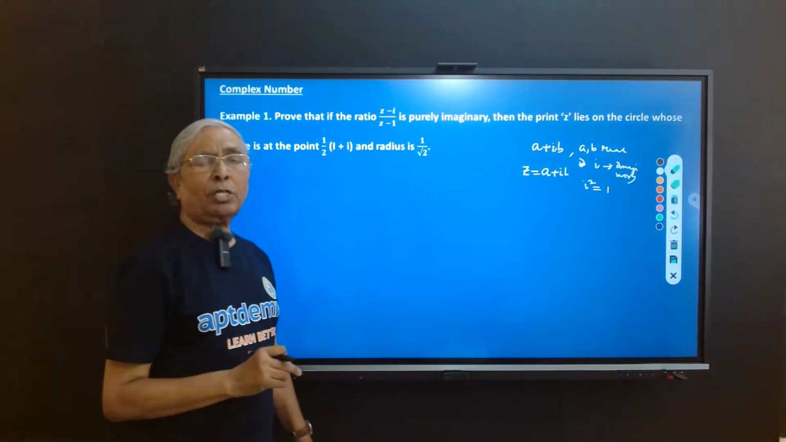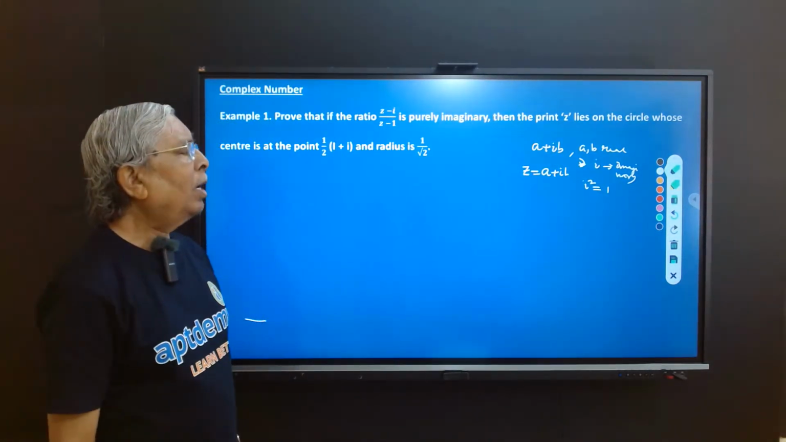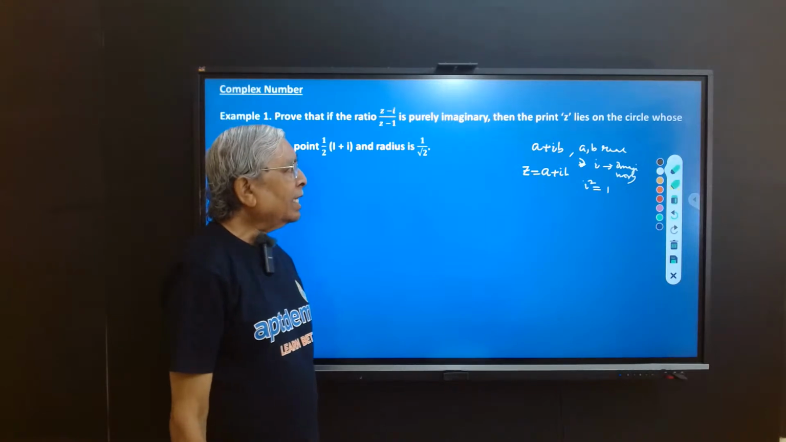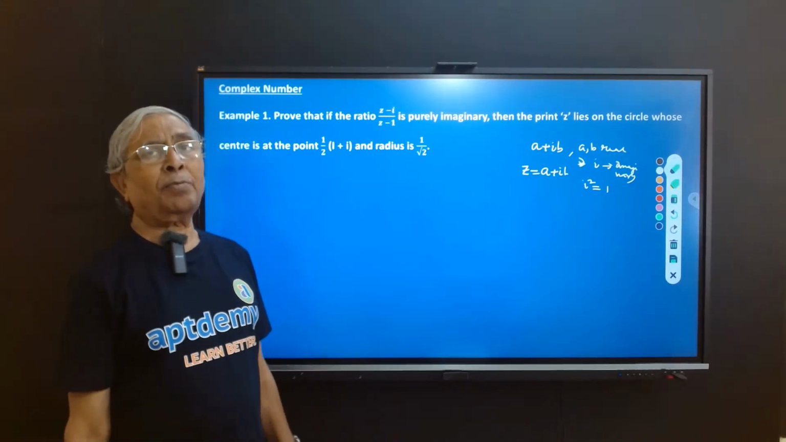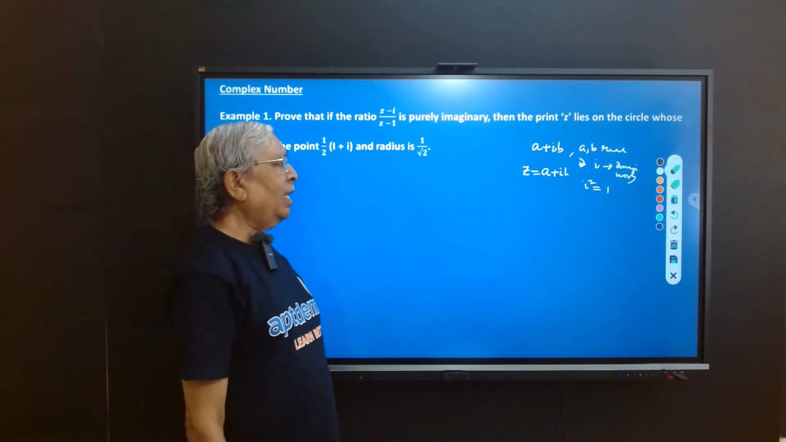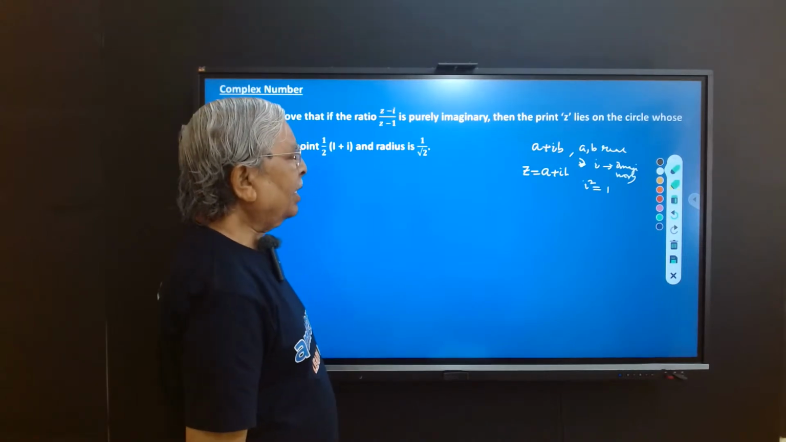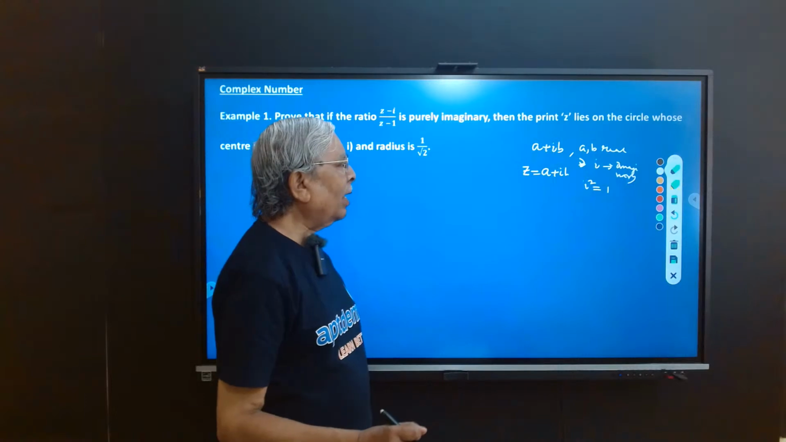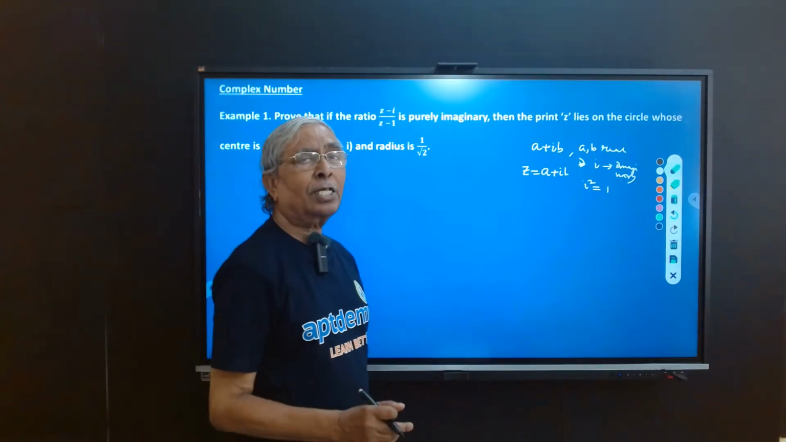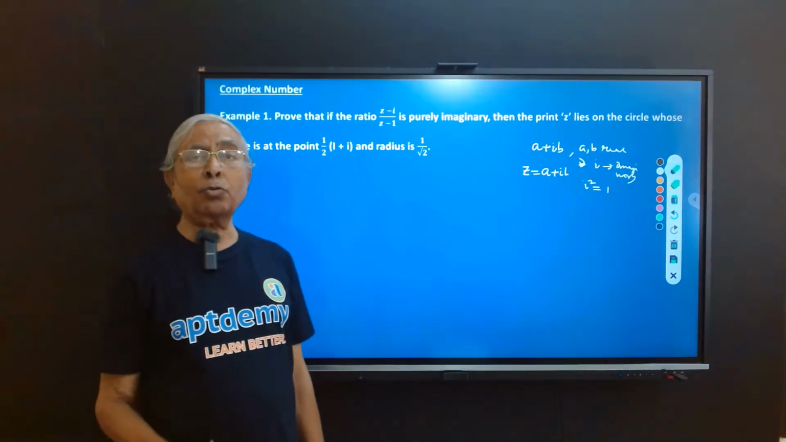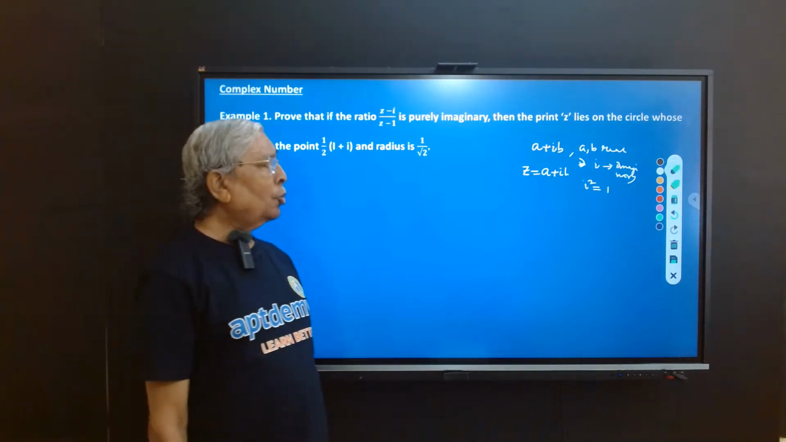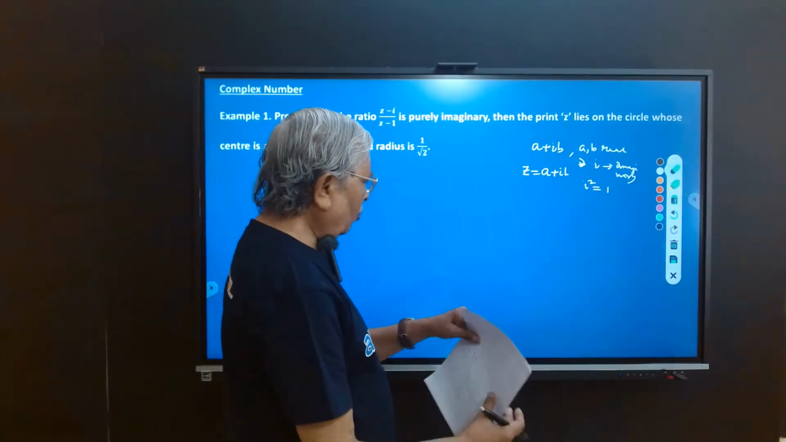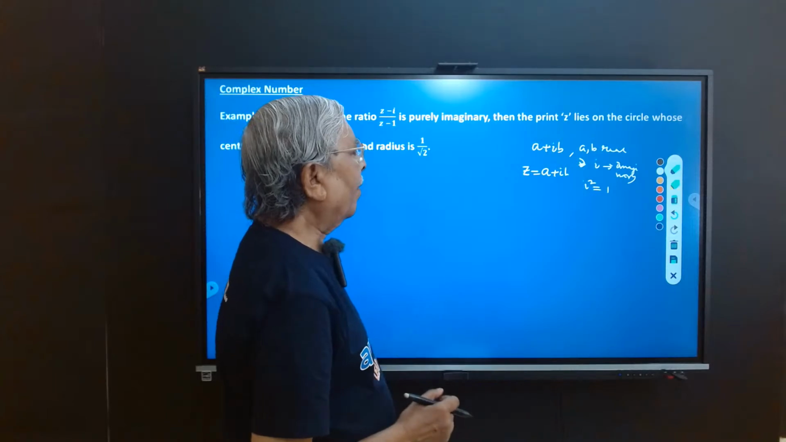So what is the definition of the complex number? A number that can be written in the form a plus ib, where a, b are real and i is imaginary, that is i squared equal to minus 1, i equal to root over minus 1, then we say that it is a complex number and denote it by z. So we can write z equal to a plus ib.